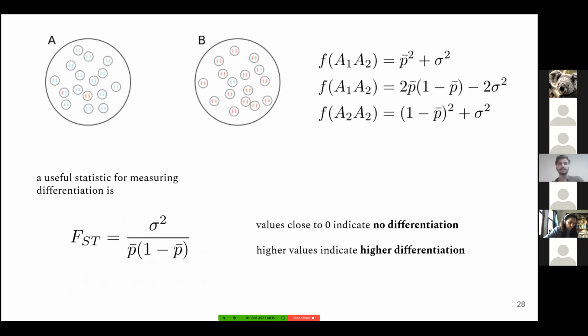A useful statistic for measuring differentiation between populations is the FST statistic. The statistic measures how much of the observed variance can be explained by the Hardy-Weinberg expectation of no subdivision. Values close to 0 indicate that there is no differentiation and therefore no population subdivision, so the subdivisions are artificial. Higher values indicate higher differentiation, where the subdivisions have a genetic basis.